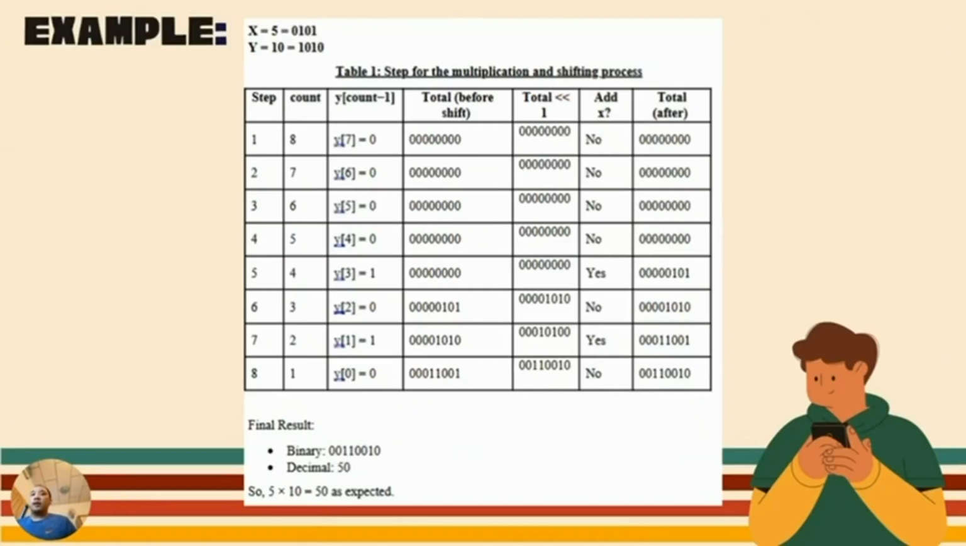Then this is the table showing the steps for the multiplication and shifting process. We can see we start to multiply from the MSB of Y, and then go through from stage 1 to stage X, and the final result will be out in the last stage, which is stage X.